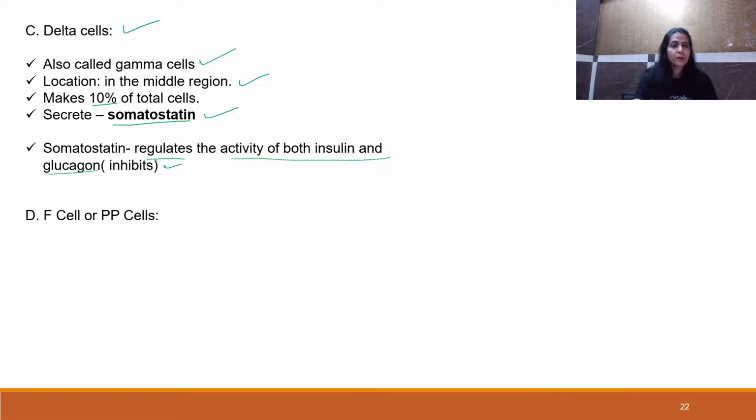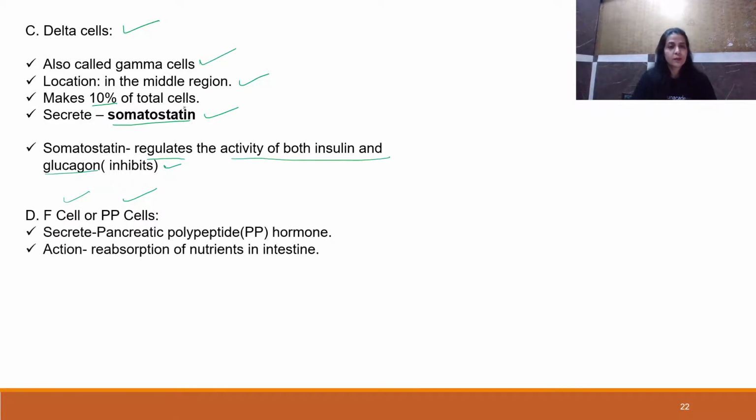Shall we move? And the last kind of cells, F cells or PP cells. What do they secrete? They secrete pancreatic polypeptide, which is known as pancreatic polypeptide hormone. The fourth category of cell, F cells or PP cells, secrete pancreatic polypeptide hormone. What is their action? They cause reabsorption of nutrients in the intestine.